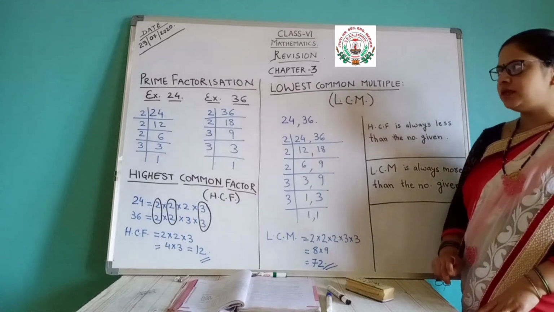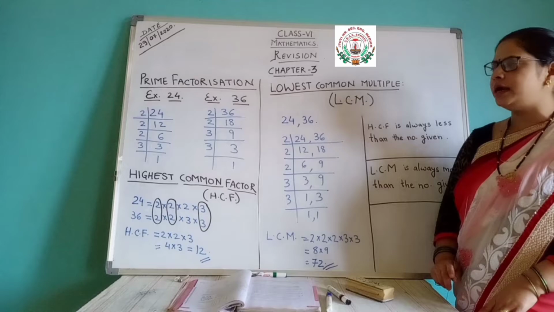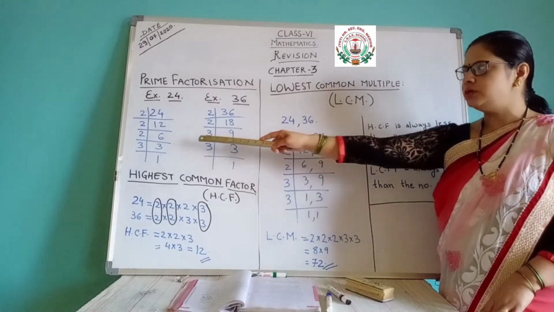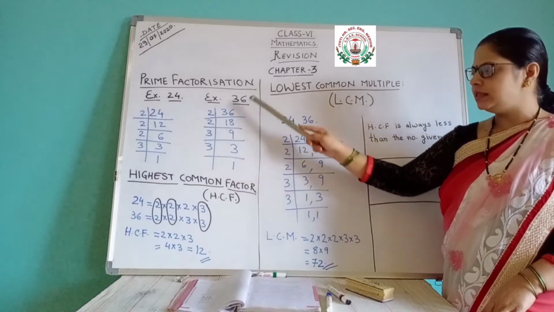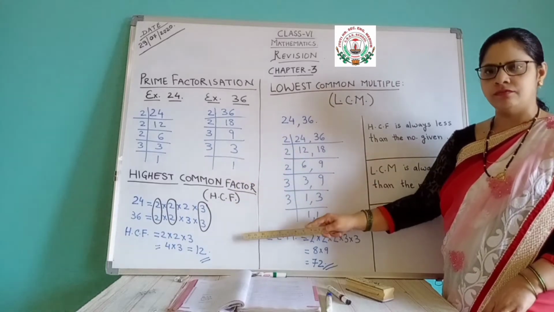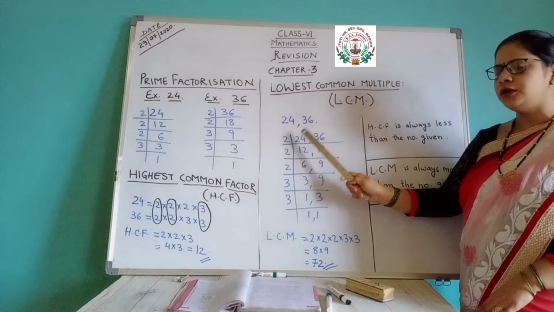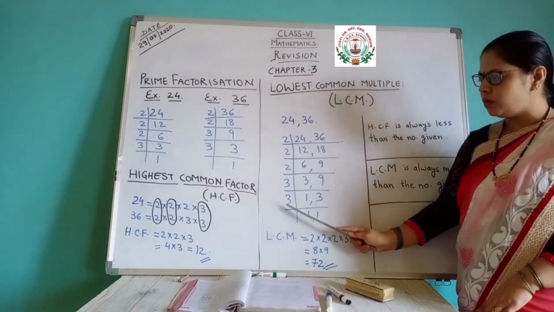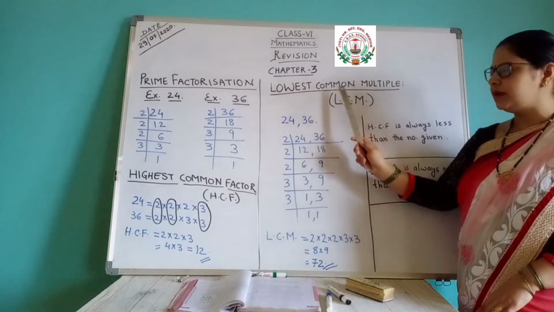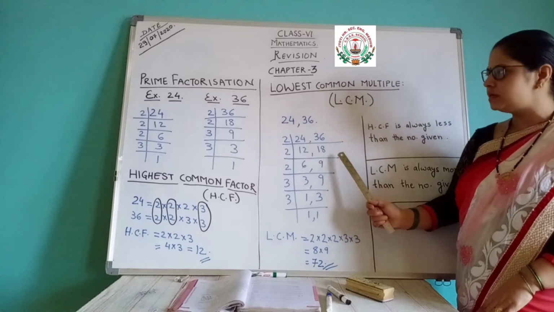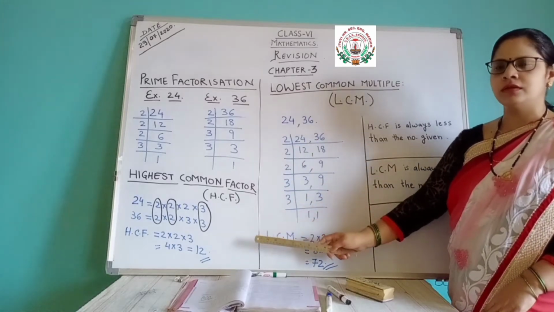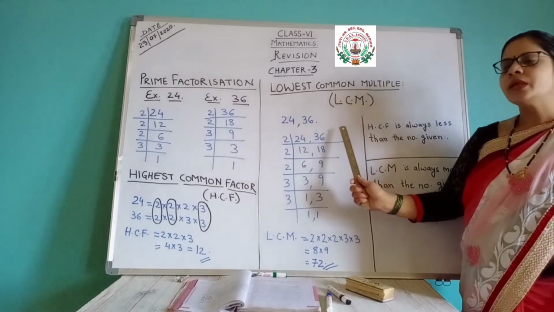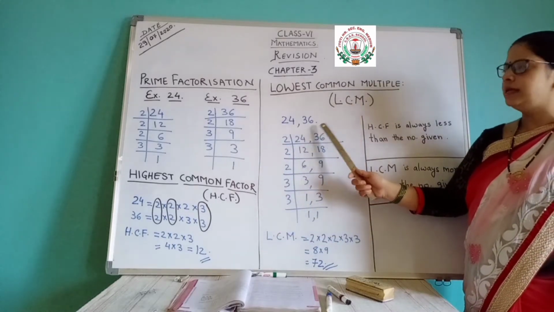So the major thing you have to understand and keep in mind is that HCF is found separately. Separately you are finding out the prime factors and then finding out the common factors out of that. And LCM you are finding together and then multiplying all the factors of that. LCM will always be greater than the numbers given, and HCF will always be smaller than the numbers given. This is the major difference between HCF and LCM.